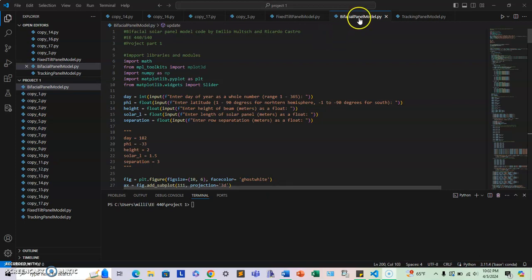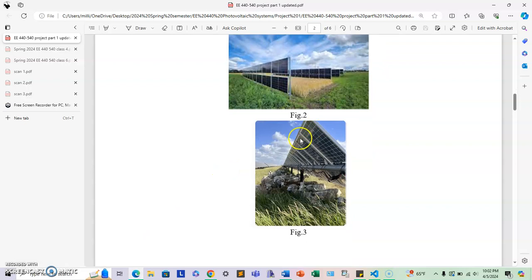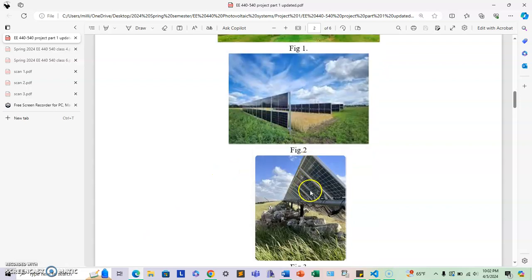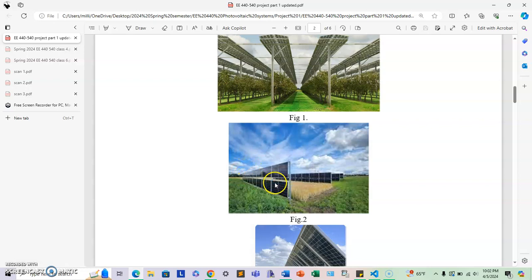Today we'll be talking about the bifacial panel model. Previously we discussed the fixed tilt system, but right now we're looking at rows of bifacial panels. These ones don't move, they stay fixed, and they're also compact into rows.